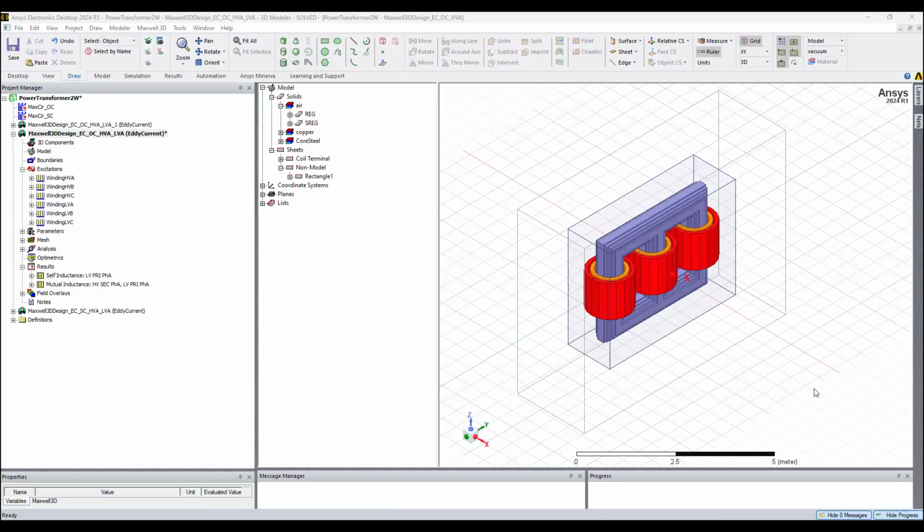Hello everyone, David Giglio here with Ozen Engineering, and in this video I will show you how to use the Ansys Maxwell Eddy Current solver to compute self-inductances, mutual inductances, and leakage inductances.